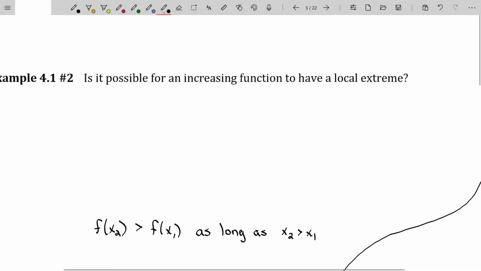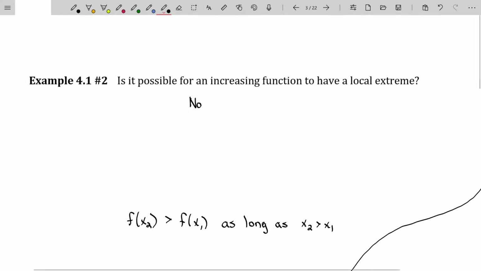So the answer to this is nope, it's not possible for an increasing function to have a local extreme, just like it's not possible for a decreasing function to have a local extreme either. Really kind of a cool theoretical question. So I challenge you to try to make a function that is increasing that has a local extreme. It would be impossible. But actually, I'm okay if you try to prove me wrong.